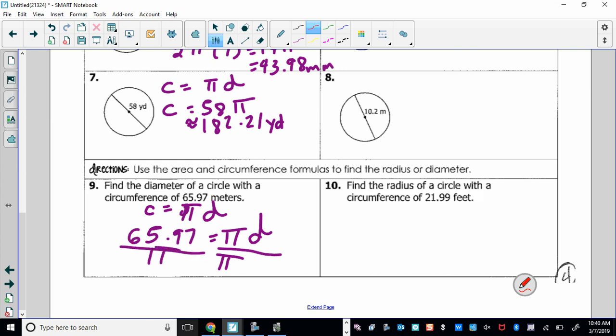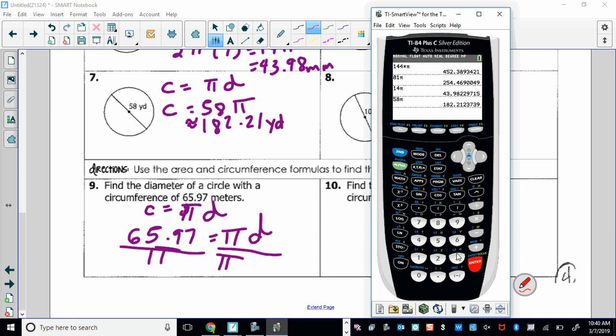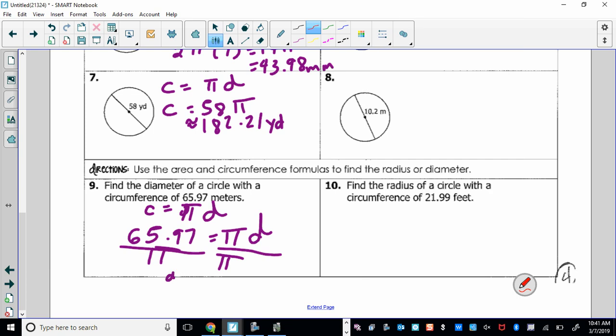Okay, so you grab your calculator, then you're going to do 65.97 divided by pi, and then you press enter. The diameter is 20.998, so d is 21, because this is really close to 21. When you round it up, it would give you 21.